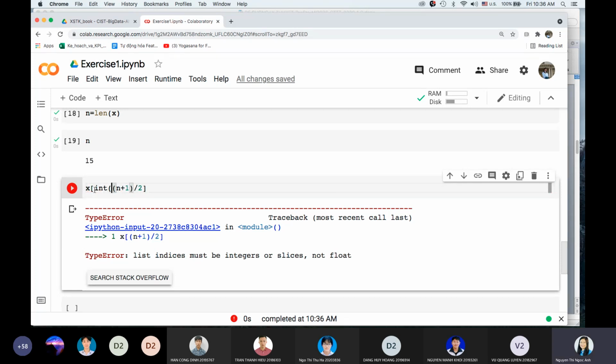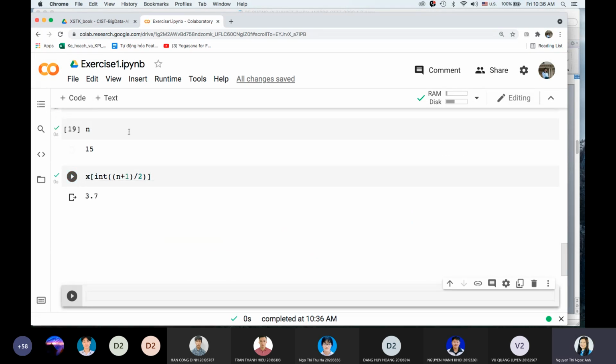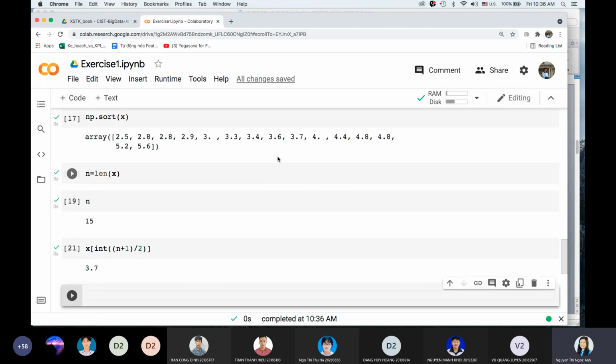Let me see. It's 3.7. 3.7 here is the median. It follows the definition: x at position (n plus 1) over 2. So here is the median.